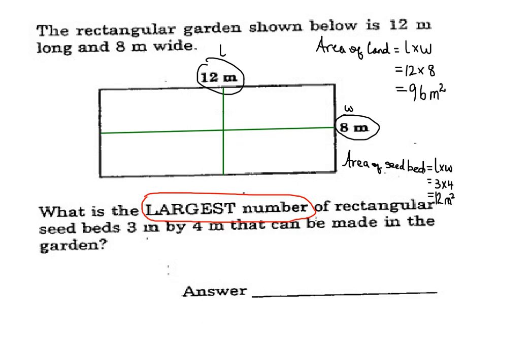So smaller rectangular areas. You tell me what you think you might do, because we have an area over here of 96 meters squared, and we also have area for the seed beds. So if we're taking the larger area and trying to divide it into smaller equal areas of 12 meters squared, can you think about how you could use those two areas to figure out the number of seed beds that we can create, right?